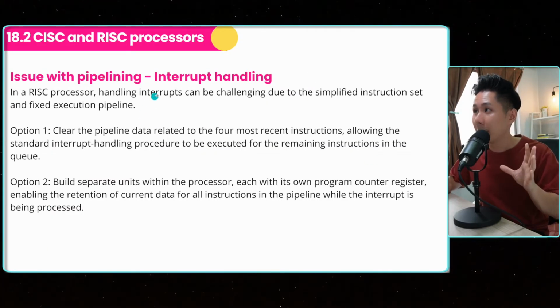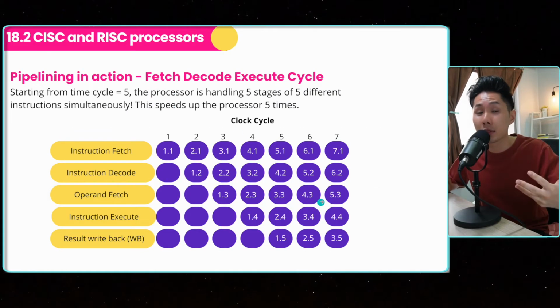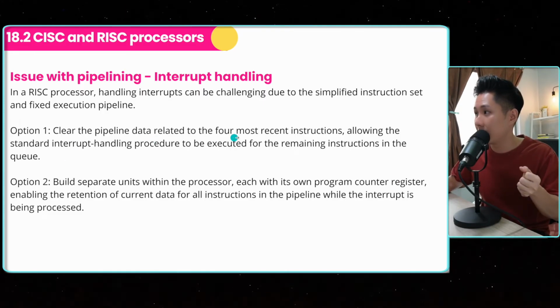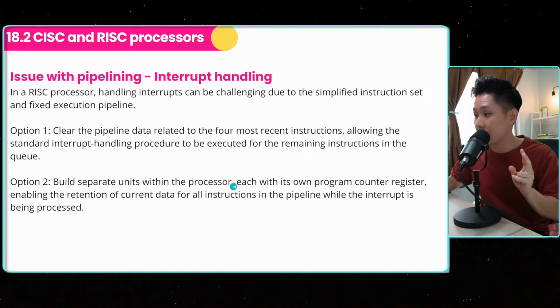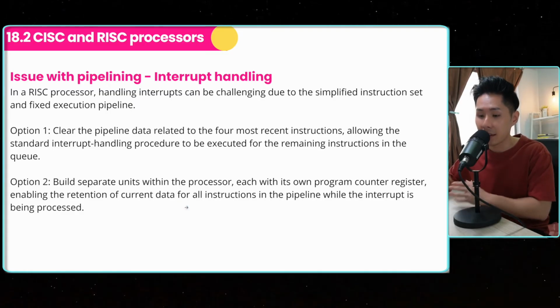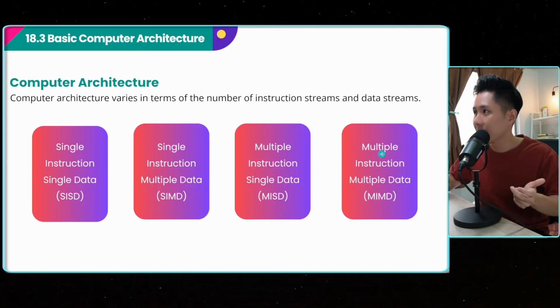Of course, the issue with pipelining is how do we handle interrupts? The pipeline is usually occupied, but what if we have an interrupt to handle, like a printer out of paper or out of ink? There are 2 options. The first is to clear the pipeline data related to the 4 most recent instructions, meaning we basically just delete the instructions so that we can handle the interrupt. The second option is to build separate units within the processor, each with its own program counter and register, enabling the retention of current data, meaning we keep it first in another register, then we handle the interrupt, and after the interrupt is handled, we come back to the data. So this is how we handle it.